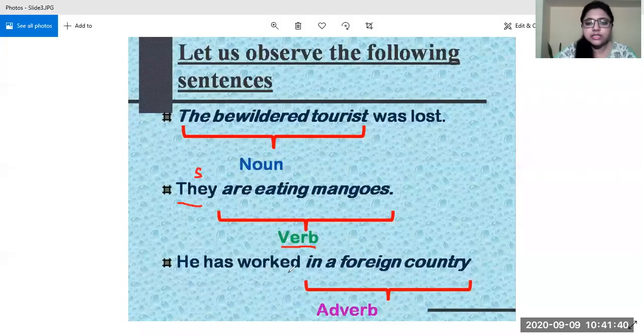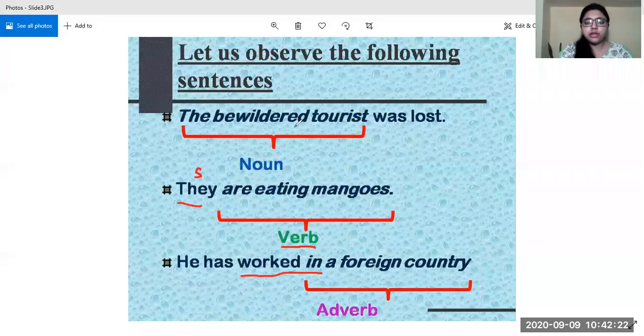And in the third sentence, he has worked in a foreign country. Now in a foreign country is modifying this verb worked. We have very recently done adverb, so you must know that the word or the group of words which modifies a verb or an adjective or an adverb is known as an adverb. So similarly, a group of words which modifies a verb is known as an adverb phrase. So we can see that these groups of words also act as a particular part of speech.